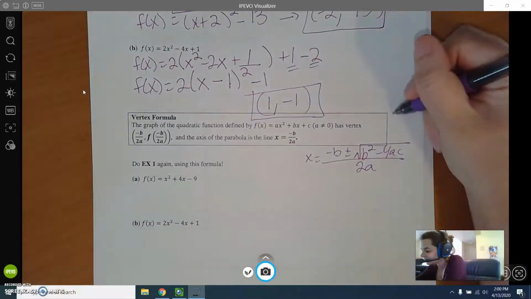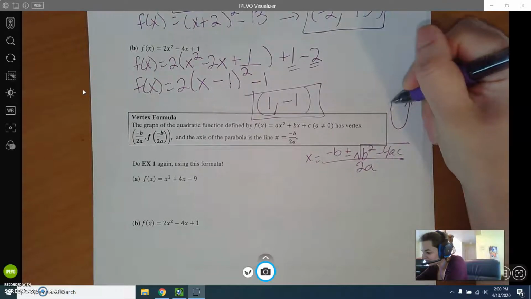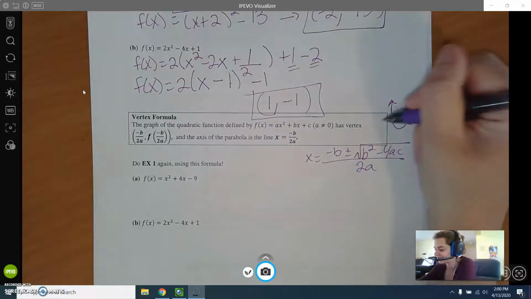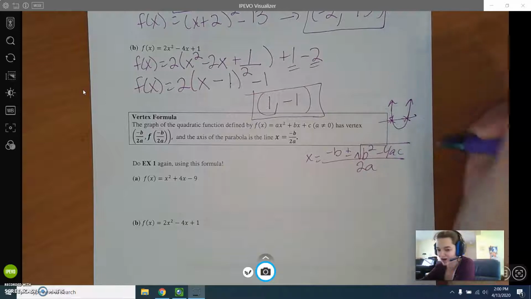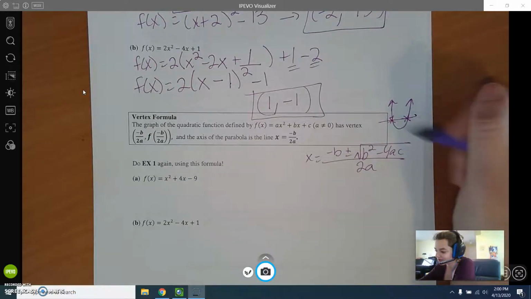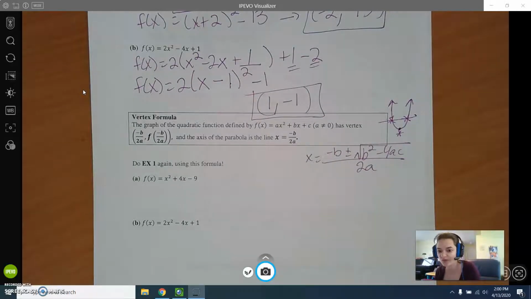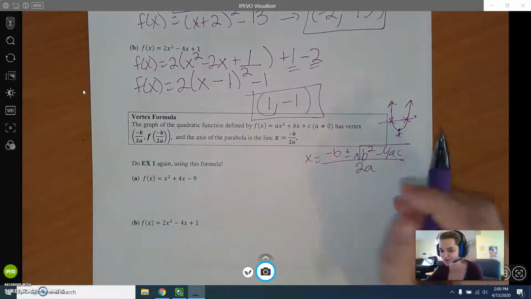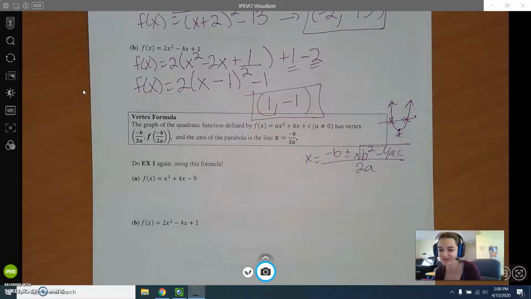Well, if your parabola looks like a U, what's going on is usually there's two different values, right? Well, the only time that you would get only one answer is actually at the vertex. And so when your square root is 0, that is when you have a vertex.